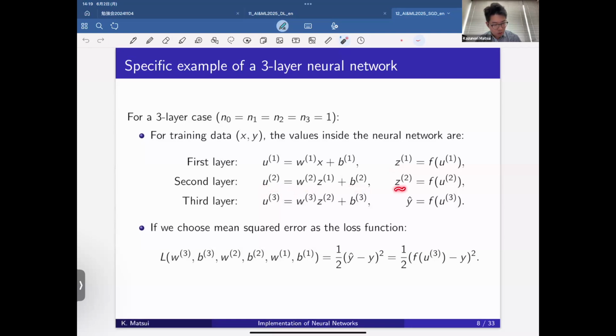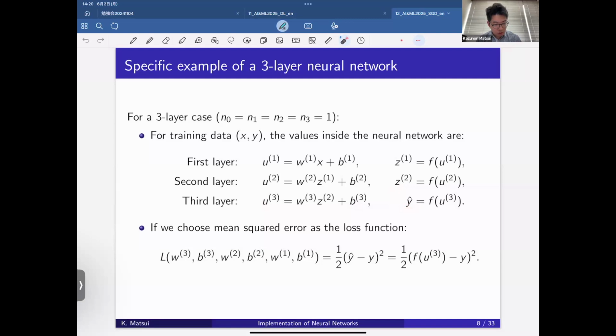Using this Z2, we multiply weight W3 and add the bias B3 to get U3. We put this into activation function f, and the y hat that comes out becomes the output of the entire neural network. In other words, it becomes a predicted value.